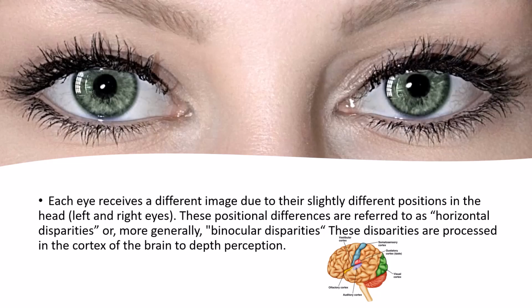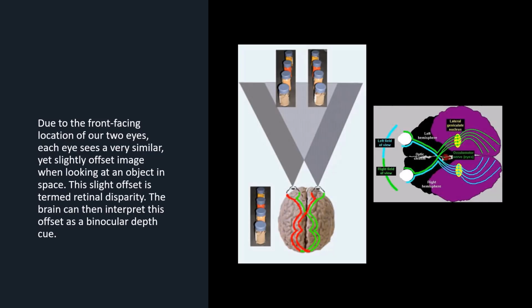When assessing three-dimensional imaging, we need to understand that we have two eyes, and each eye receives a different image due to their slightly different positions in the head. These differences are referred to as binocular disparities, and these disparities are processed in the cortex in the brain to give us depth perception. Due to the front-facing location of our two eyes, each eye sees a very similar yet slightly offset image when looking at an object in space. The brain can then interpret this offset as a binocular depth cue.